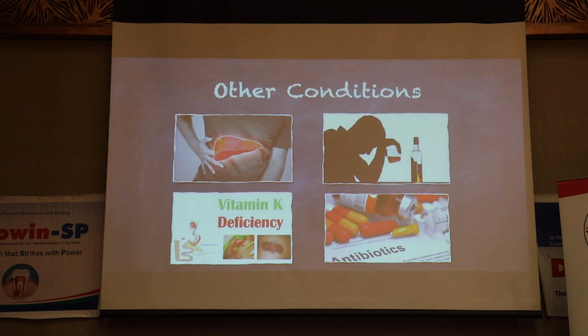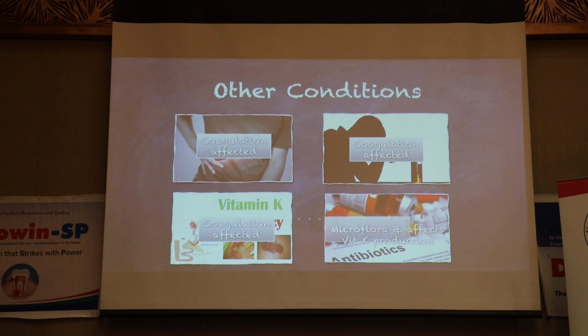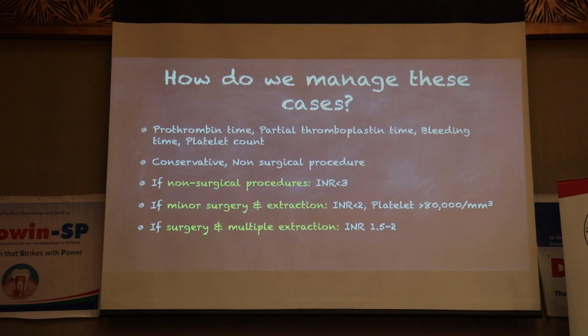The other conditions for bleeding: liver disease patients, alcoholic patients, vitamin K deficiency patients, and the patient who is under antibiotics for a long run, you can expect bleeding in these patients as well. For liver disease patients, why? Because most of the clotting factors are associated with the liver, and production gets affected and coagulation is affected. In the same way coagulation is affected for alcoholic patients, and the same for vitamin K. And for the antibiotics, what happens is it alters the intestinal flora, which affects vitamin K production, which again affects the coagulation.